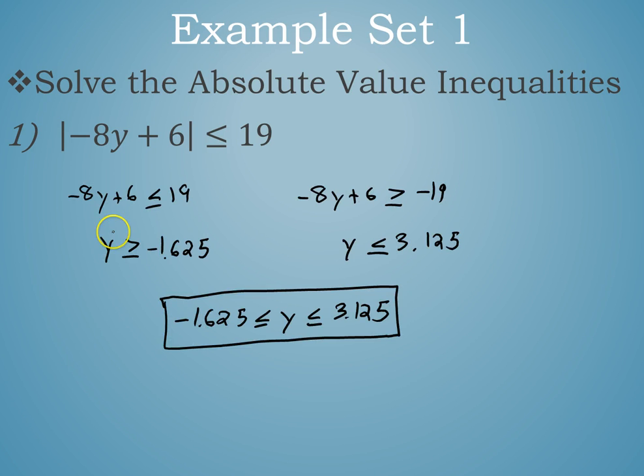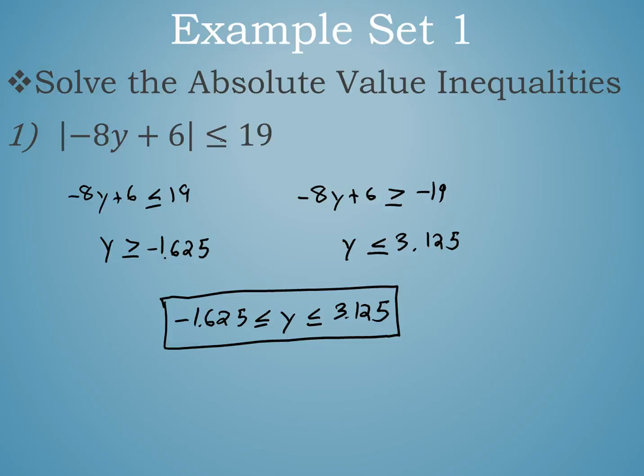Okay, so for this one we have our two inequalities. Negative 8y plus 6 is less than or equal to 19. Negative 8y plus 6 is greater than or equal to negative 19. When you solve, you'll get y to be greater than or equal to negative 1.625, and y to be less than or equal to 3.125. This can combine into a compound inequality. Again, we're dealing with less than, that's how we know we can do it.